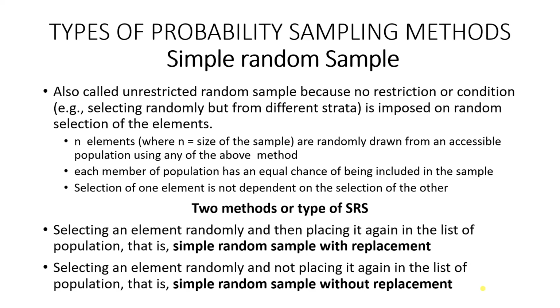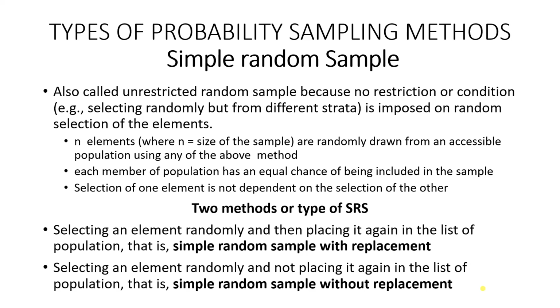For example, we do not say that we will have to select n number of participants from this village and n1 number of participants from another village. Or we are not imposing restriction that we have to select n1 participants from males and n2 participants from female population. So no restriction is imposed, and therefore it is called unrestricted random sample also. So in this we select n elements, and here this small n denotes the sample size, and there is debate whether we have to use capital N or a small n. I will not discuss that at this time.